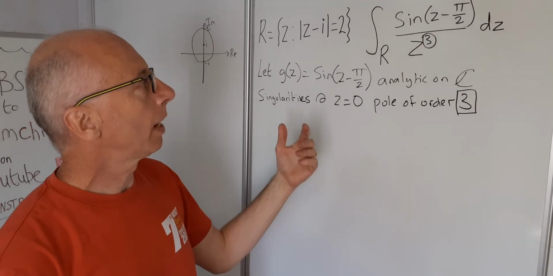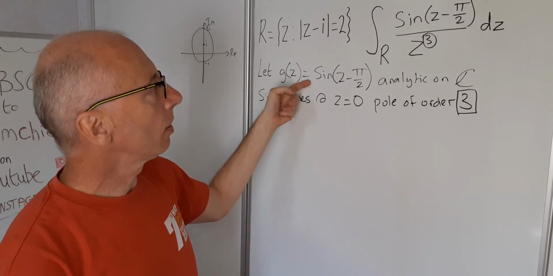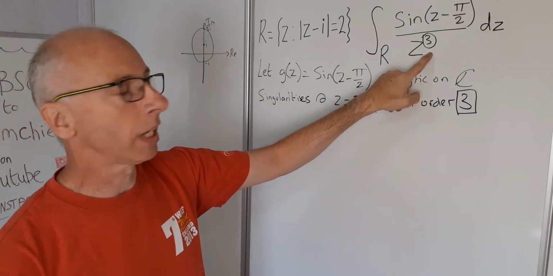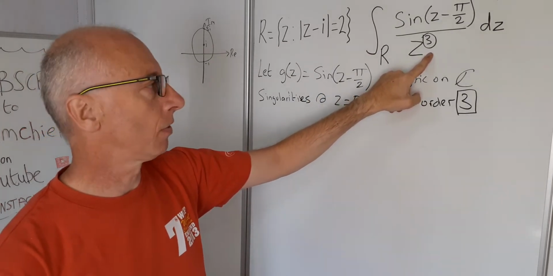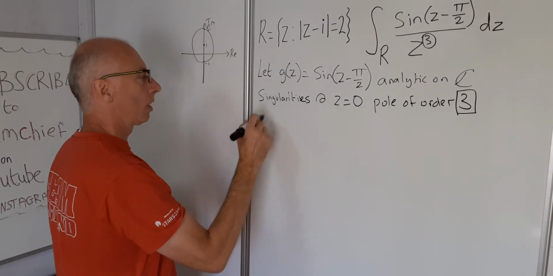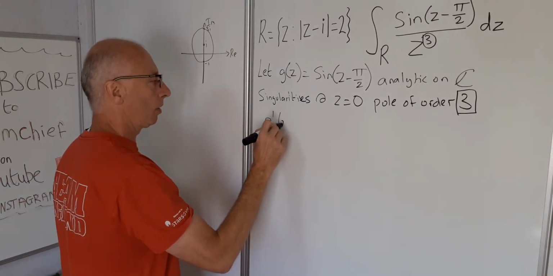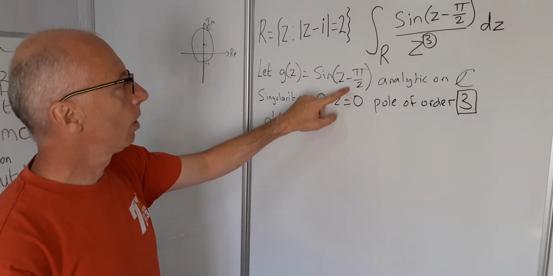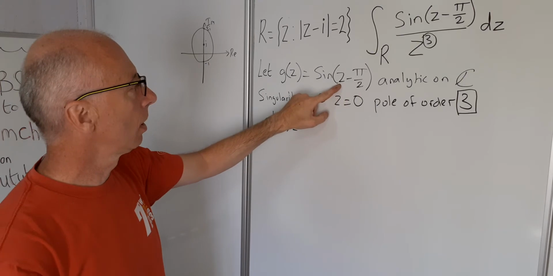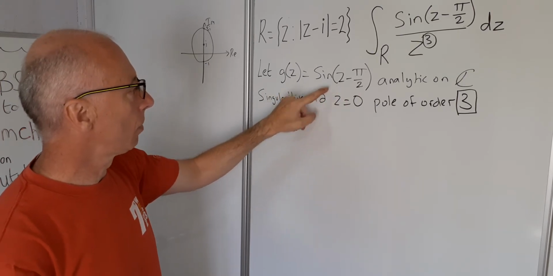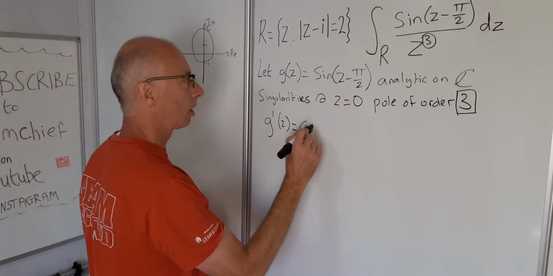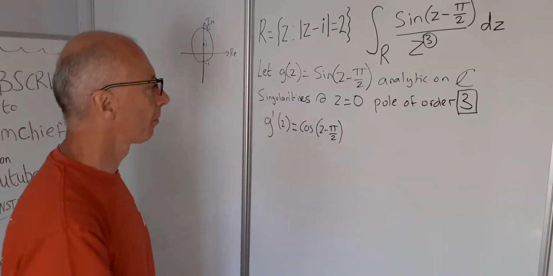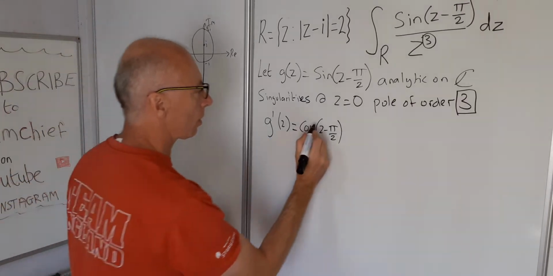So basically what we do now is we take the second derivative of this function g of z. So basically, as we have this number 3 here, we take the second derivative. So g prime of z. So let's take the derivative of sine of z minus pi over 2. Well, pi over 2 is a constant, so we just need to take the derivative of sine, which is cosine. And then the input stays the same. And with the chain rule, the z just stays as z.